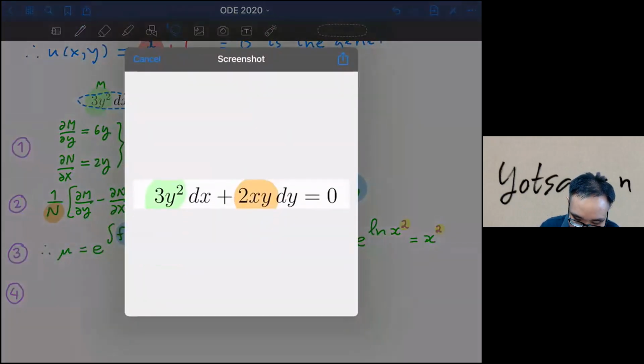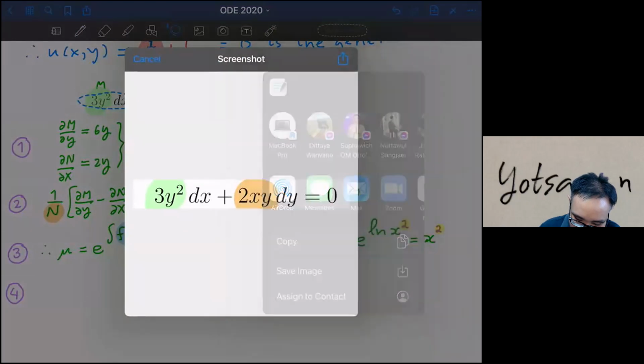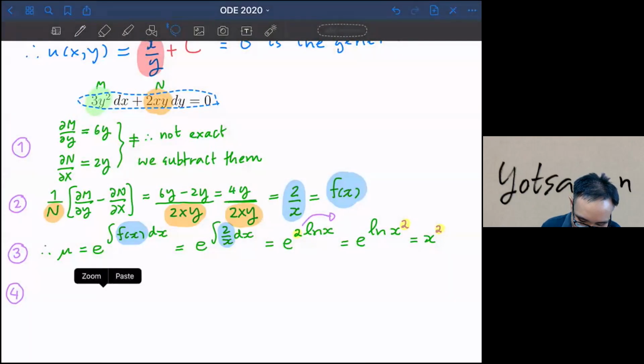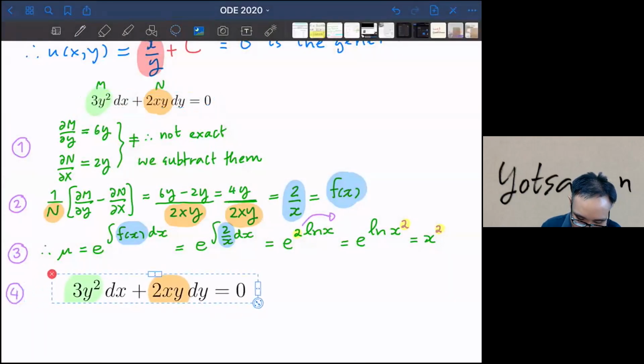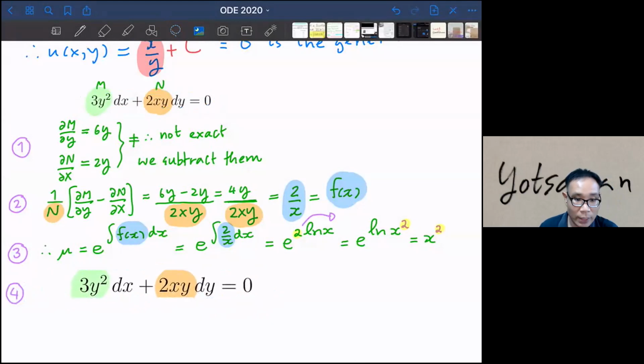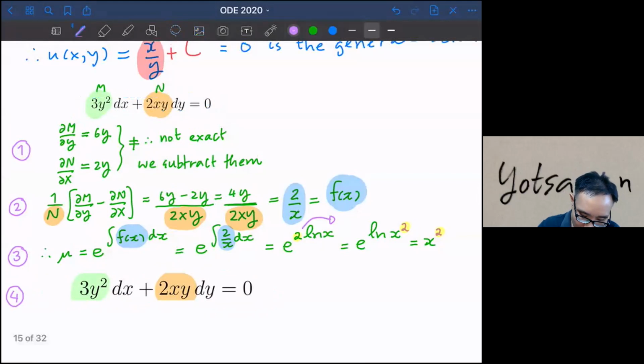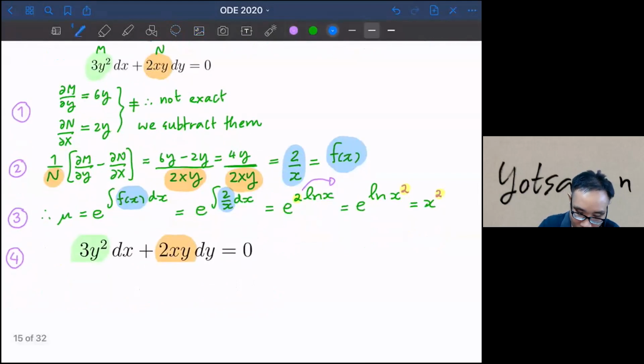Okay, I copy this one. This one is the original equation. I'm going to multiply this equation by x squared. So you multiply this equation by your mu. This one is your mu. Let me highlight it. It's going to be mu.